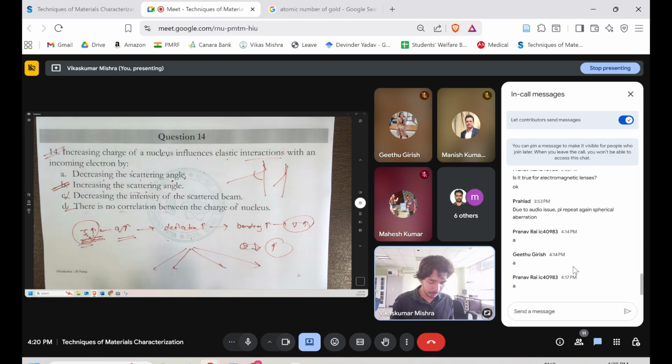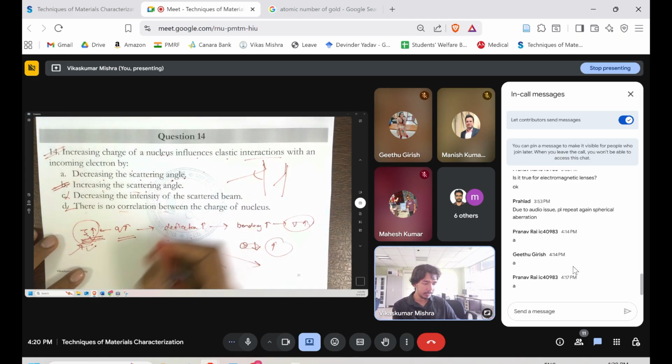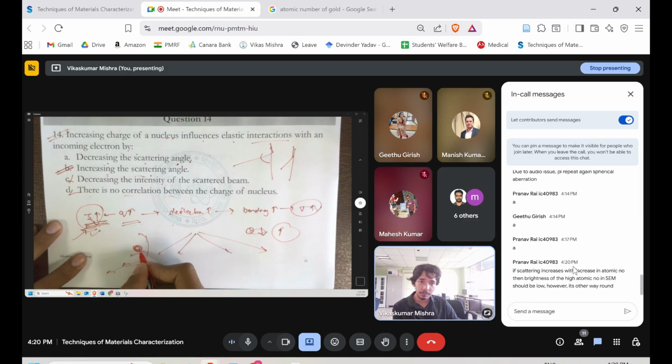Somewhere am I not able to explain it properly? Seems like... see, it's easy, it's simple. All we need to understand is that the charge is more. The electron will experience more force. We know, right, that the electron will revolve around the nucleus. If this force is more, it will rotate more, it will deflect more. If the force is less, it will deflect less.